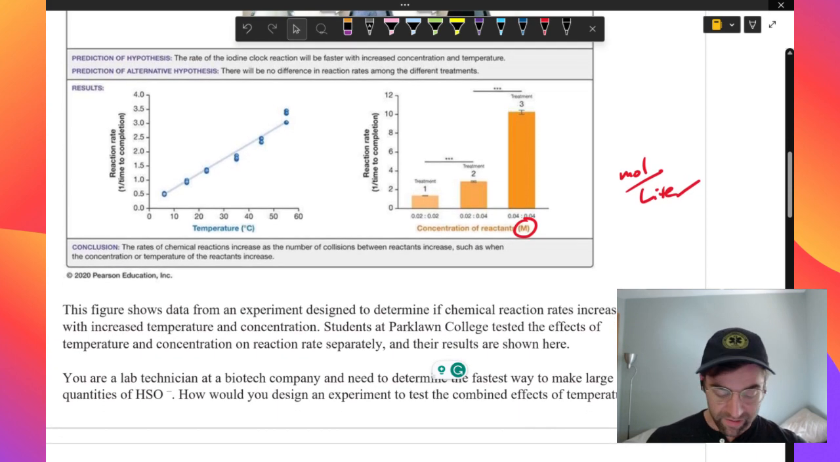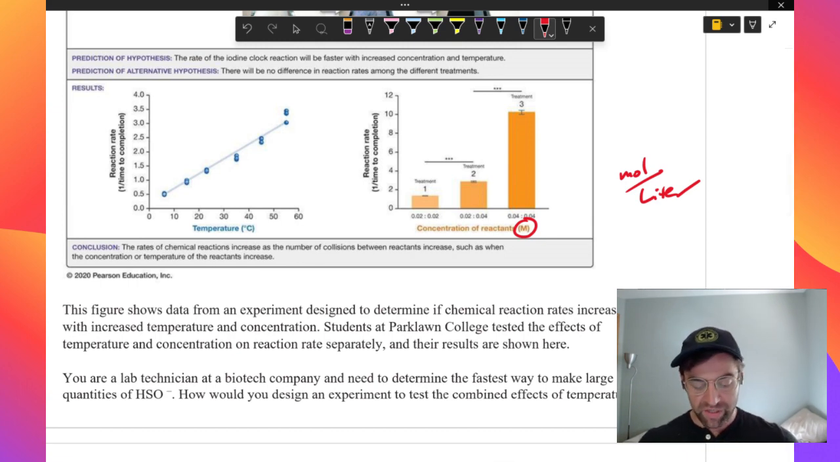And so in conclusion, it looks like the rates of chemical reactions did increase as the number of collisions between reactants increased, such as when the concentration or temperature of the reactants increased.